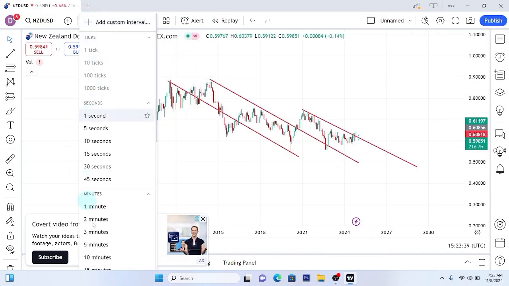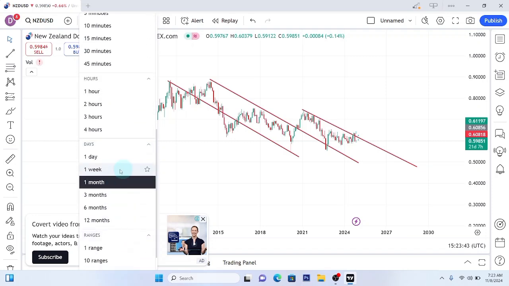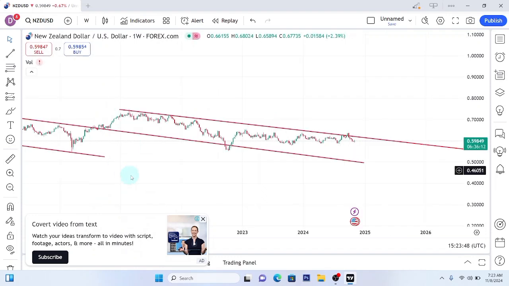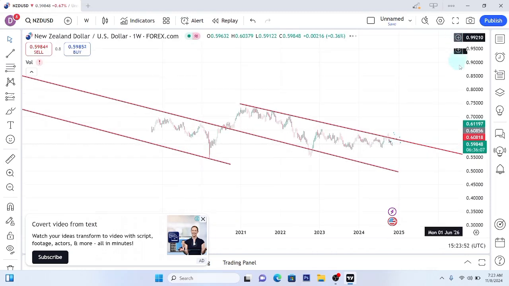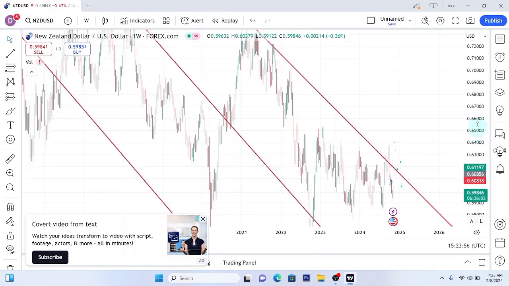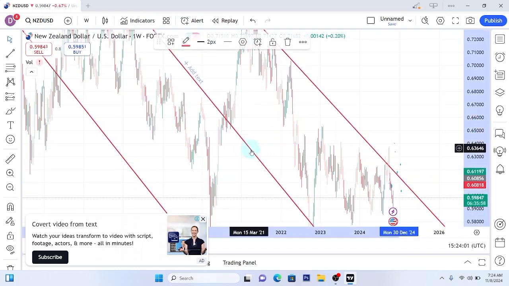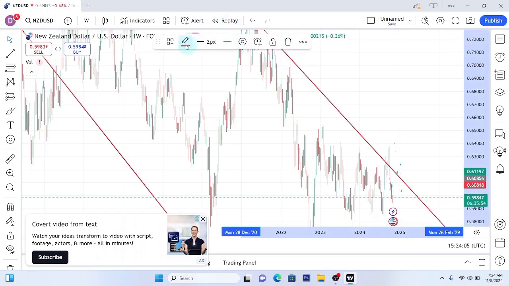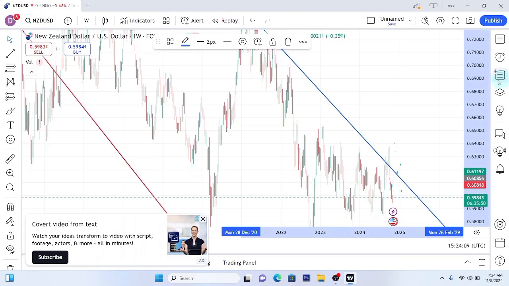Now let's first go to the weekly. What is happening on the weekly time frame? Is it trending? Is it bullish? Is it bearish? What is the direction of the weekly market? Now we are on the weekly chart, which you can see here. We'll be using the blue. Let's make this line blue now.